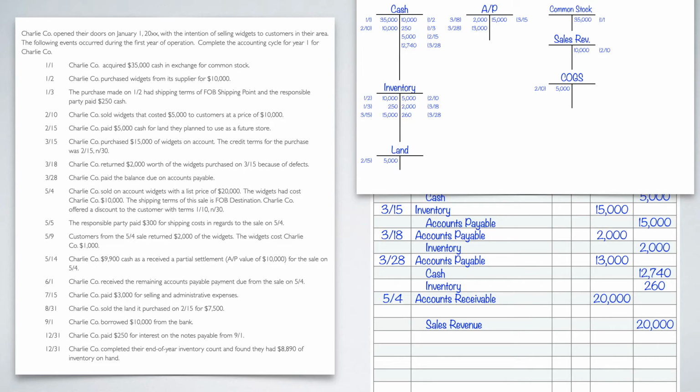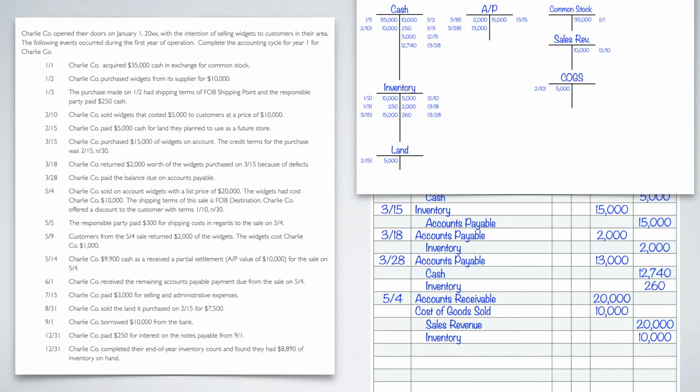Now we need to do the expense side of it, which is the cost of goods sold. So our cost of goods sold is 10,000. That's what we used of our inventory. So we will debit cost of goods sold for 10,000. And then its counterpart is, well, we got rid of the inventory. We sold it. So we're going to lower our inventory by that 10,000. And so that is our journal entry for the sale for 5.4. All right. Now let's go to 5.5.